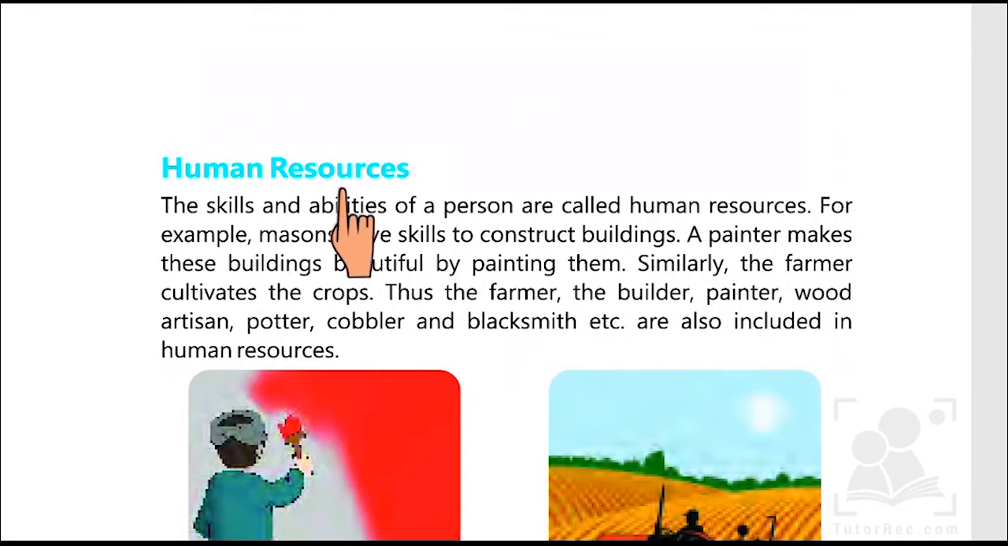Then comes the human resources. The skills and abilities of a person are called human resources, the resources a person has, such as his skills and abilities. For example, masons have skills to construct buildings. A painter makes these buildings beautiful by painting them. Similarly, the farmer cultivates the crops. Thus, the farmer, builder, painter, wood artisan, potter, cobbler, and blacksmith, etc., are also included in human resources.